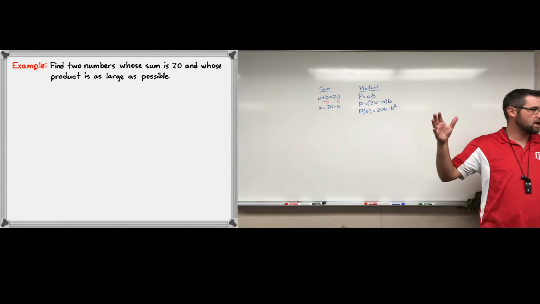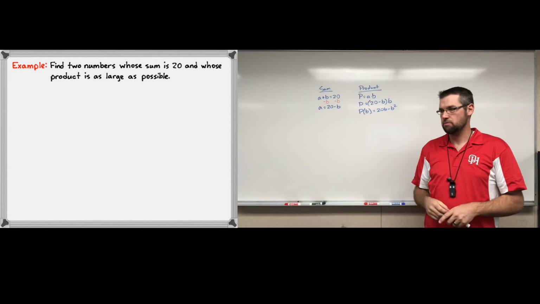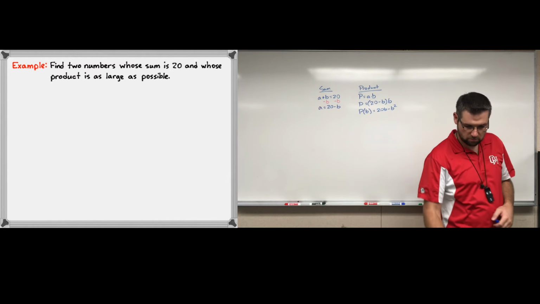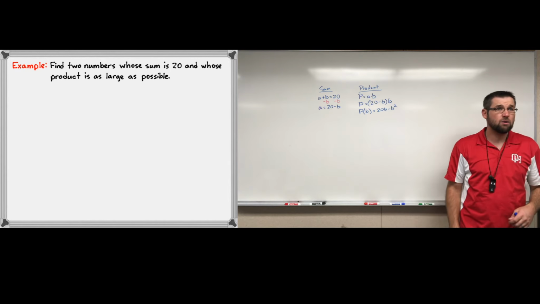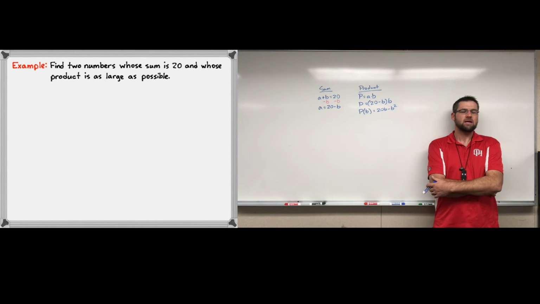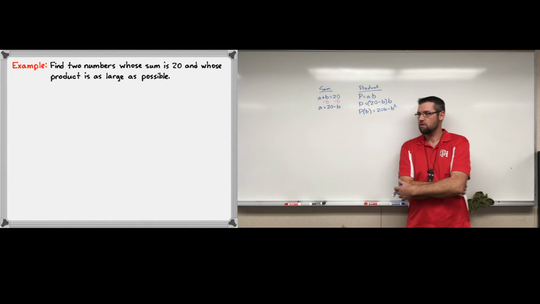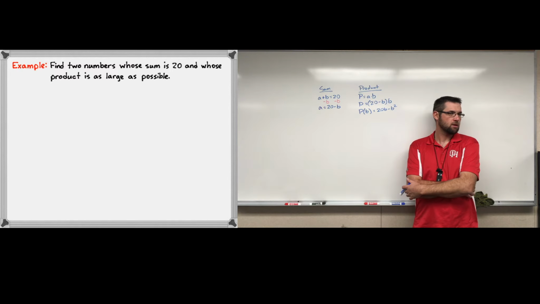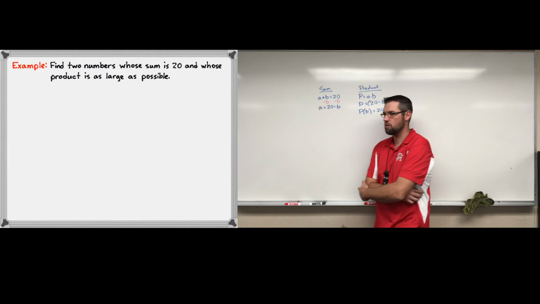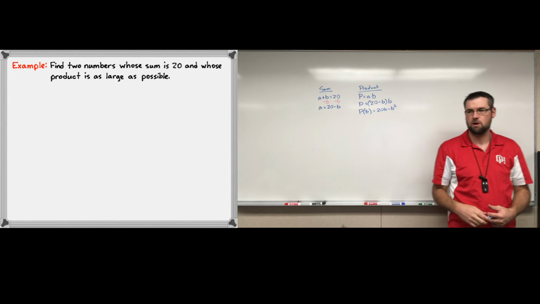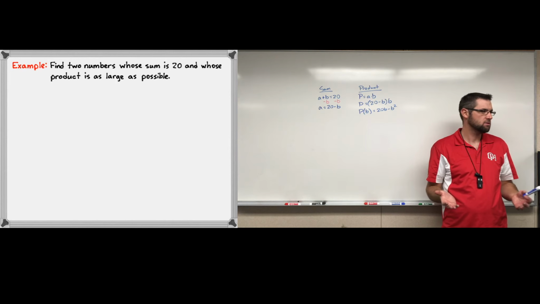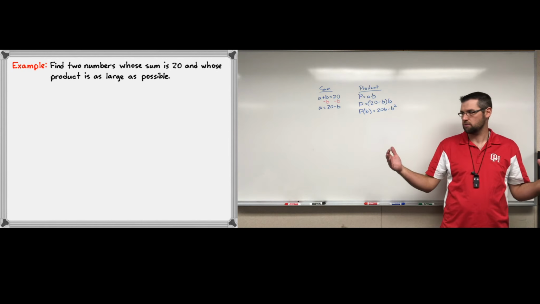Is there a domain restriction to this problem? Well, wait a minute. Can B be negative or A be negative? Why couldn't it be negative yesterday in the problem? We were talking about area and perimeter, so we were talking about length, and in geometry, length can't be negative. But is there any context to this problem? No. So can A be any value? Sure. So there's no domain restriction here.